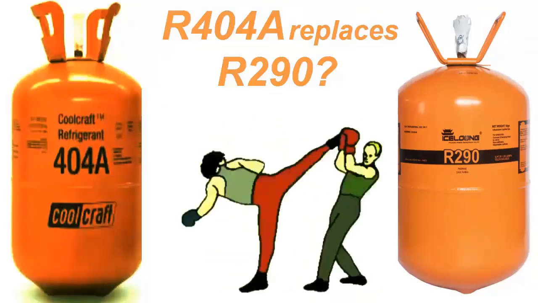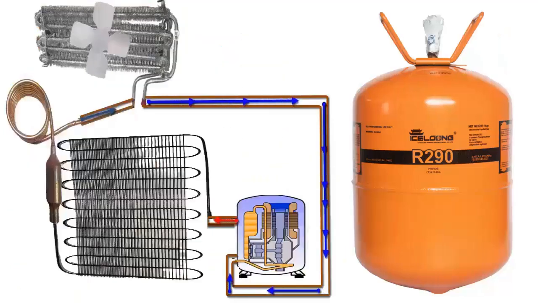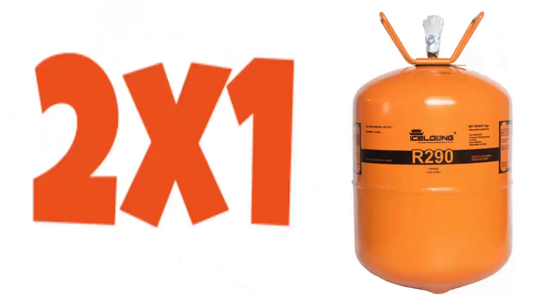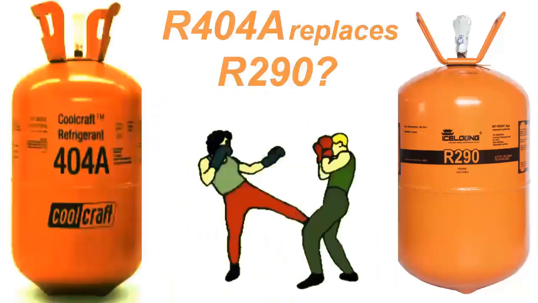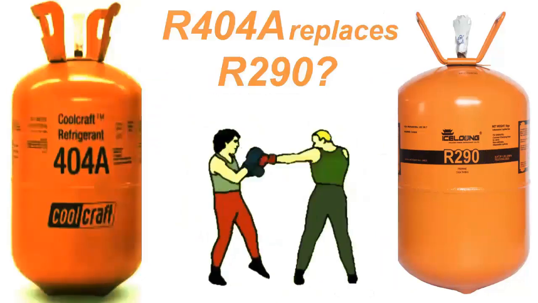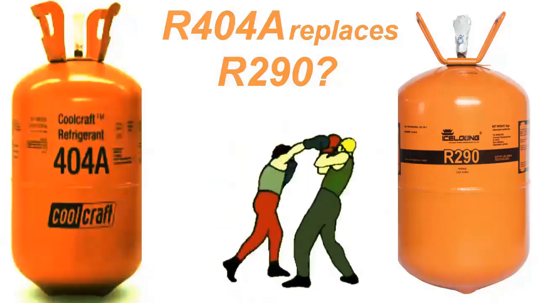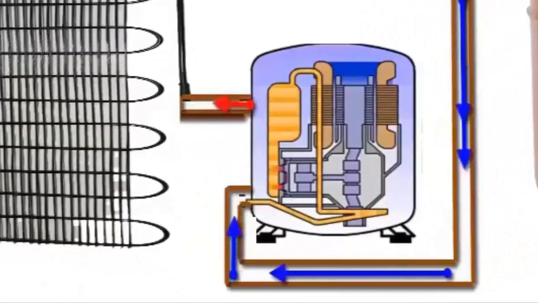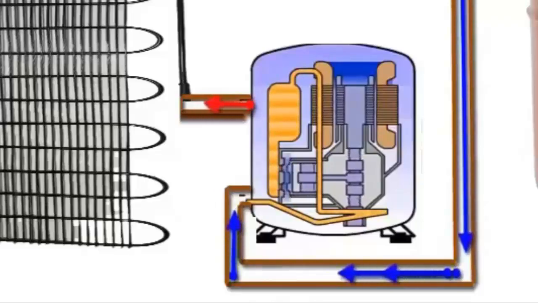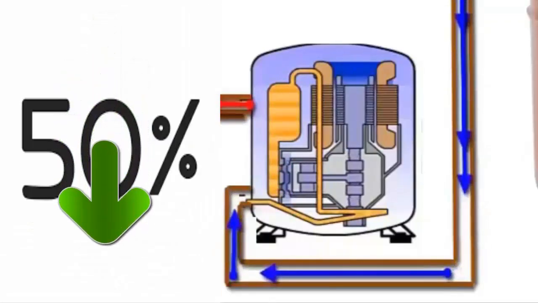2. Since R290 has a higher volumetric capacity, compressors using it require less refrigerant to achieve the same cooling power. However, if R290 is replaced with R404A, the compressor displacement will be insufficient to handle the new gas, reducing the cooling capacity by up to 50%.